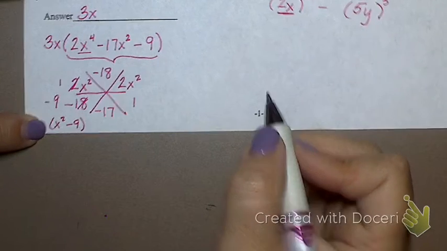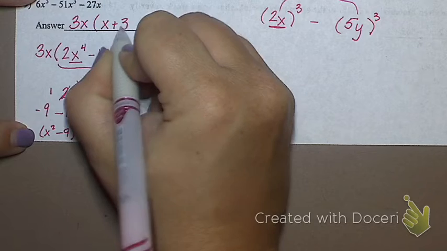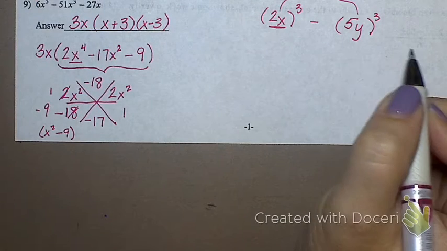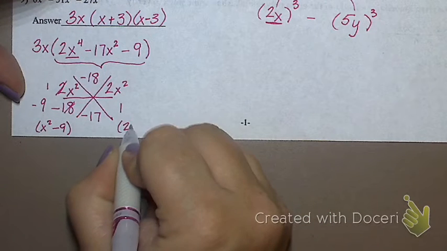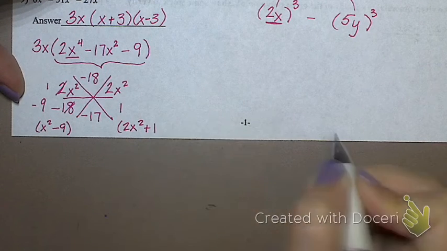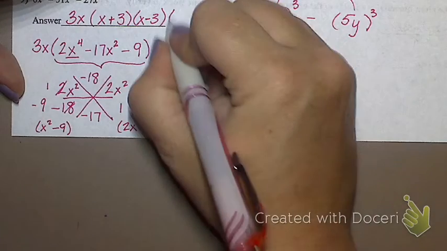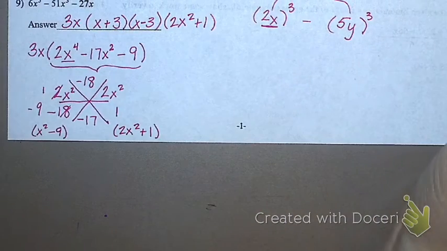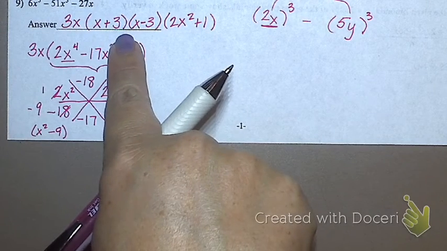Difference of squares. So that x squared minus 9 needs to become x plus 3, x minus 3. A lot of people miss that. This one right here is going to become 2x squared plus 1. Can that reduce or break down any further? No. So that's going to stay as 2x squared plus 1. So most people, if you got that one right, most people missed the x plus 3, x minus 3 part there.